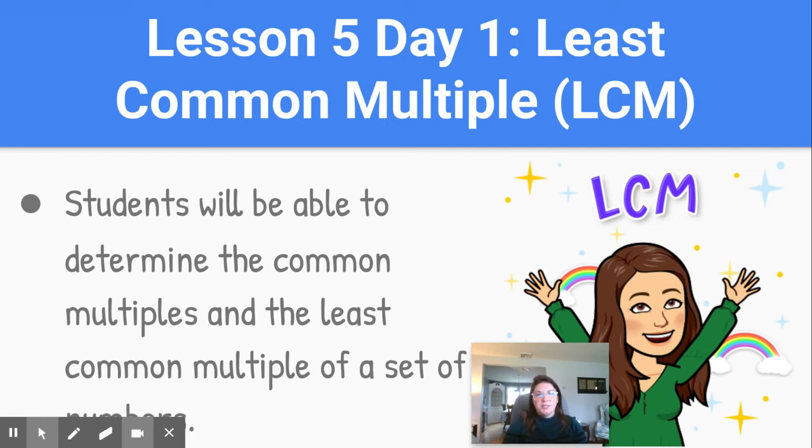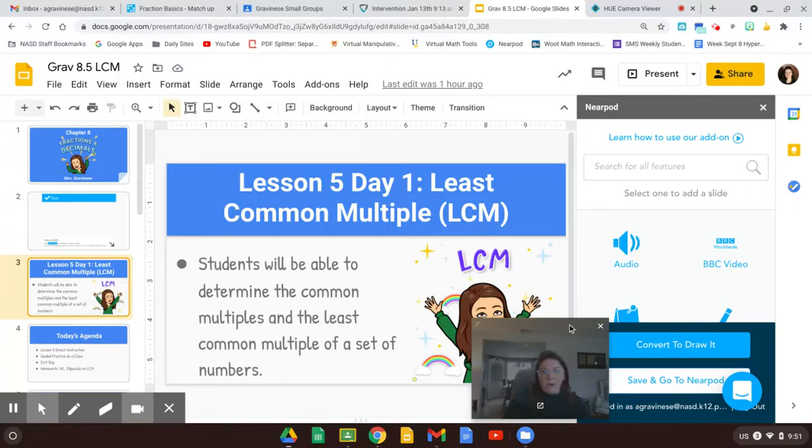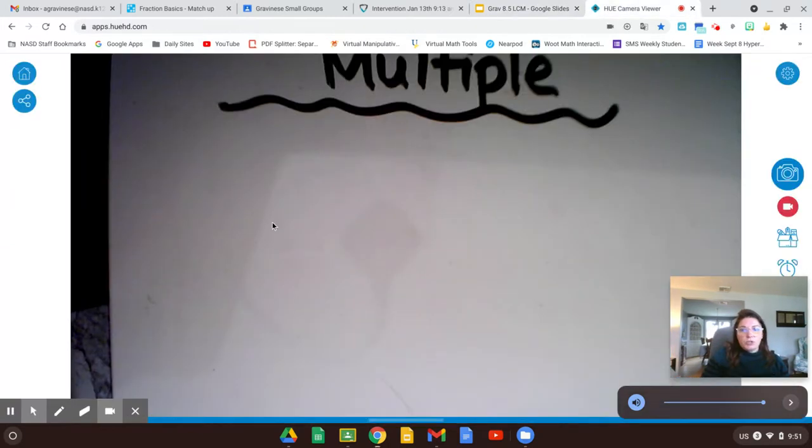Hi students, today we are working on lesson 5, least common multiple. Your objective: students will be able to determine the common multiples and the least common multiple of a set of numbers. All right, so let's get started.